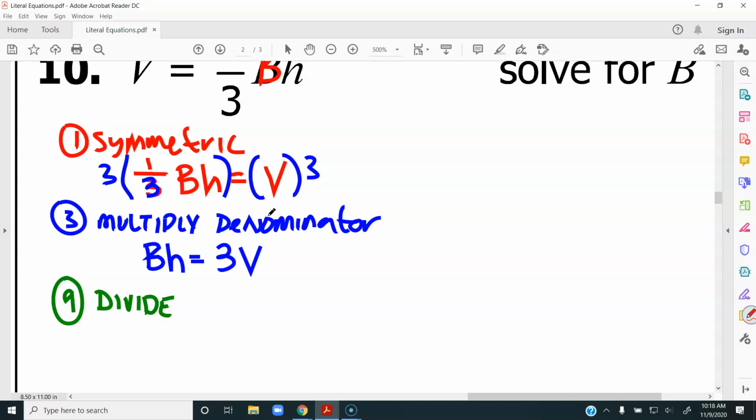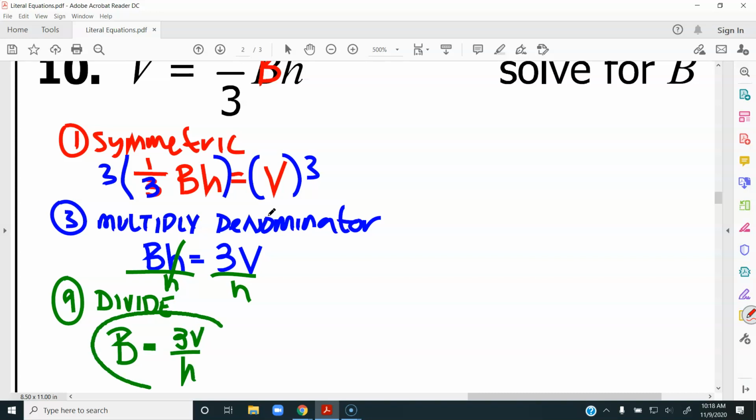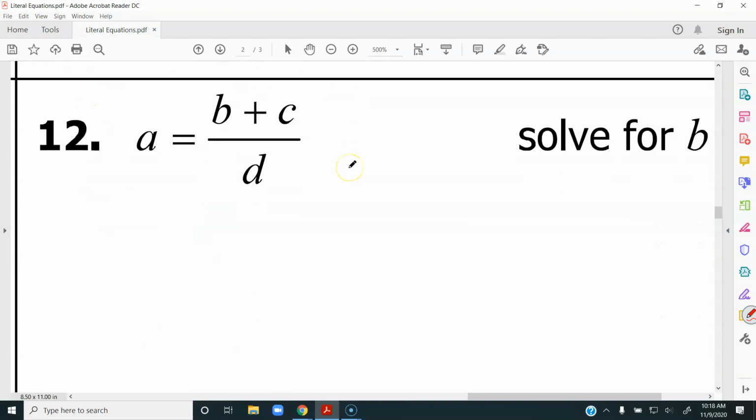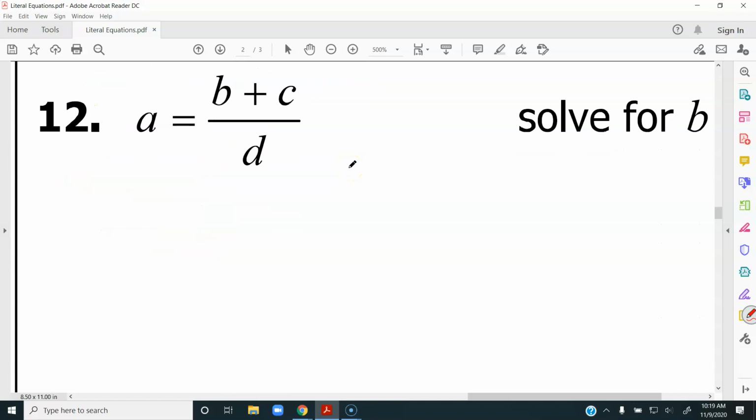All right. Now, the final thing I'm going to do here is divide this by H because I'm solving for B. So this would be B is equal to 3V over H. Okay, so it's not always the first number we're dividing by. I'm dividing so that I'm solving for the letter that I want the answer to be for. All right, and all these are real properties.